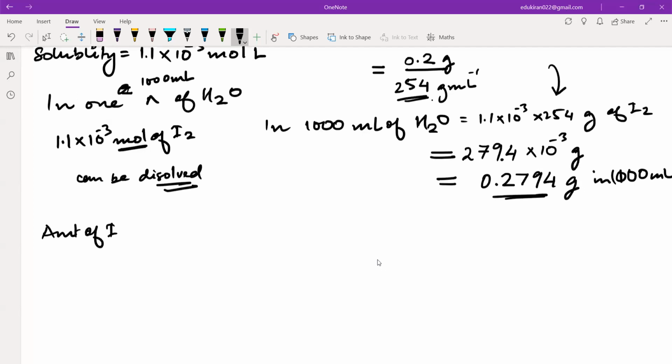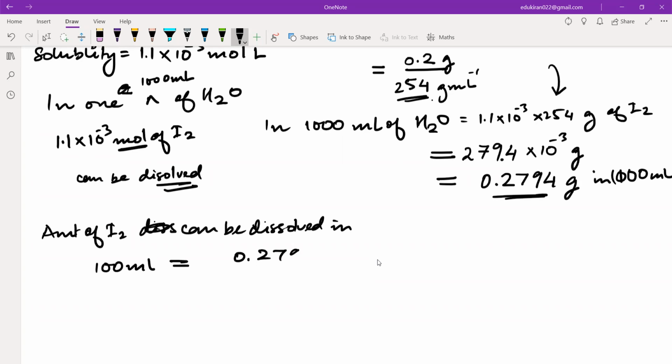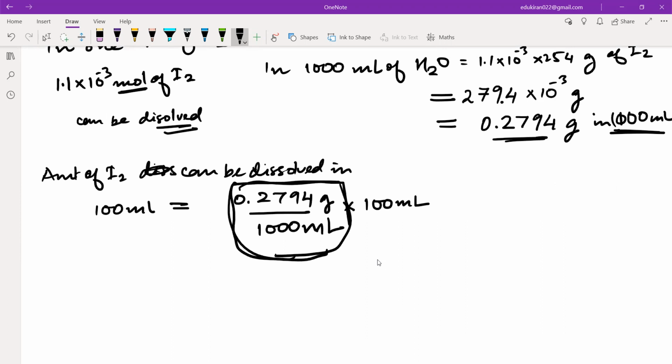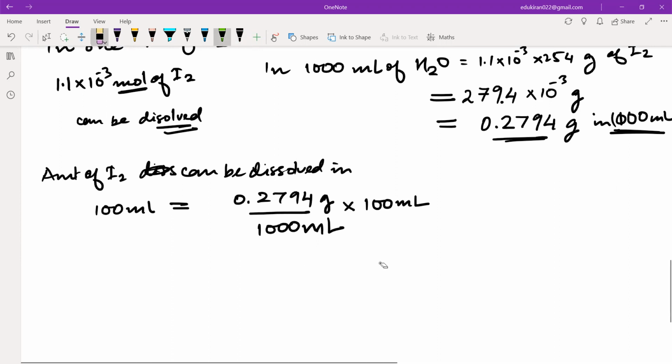Now the amount of I2 that can be dissolved in 100 ml. 0.2794 grams is dissolved in 1000 ml, so how much can be dissolved in 100 ml? This much gram is dissolved per 1000 ml, so for 100 ml you just multiply this by 100. Yes or no?